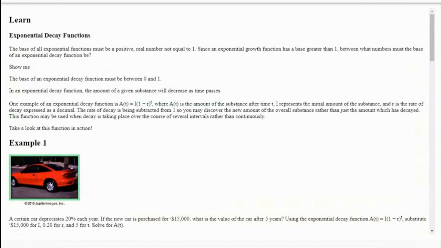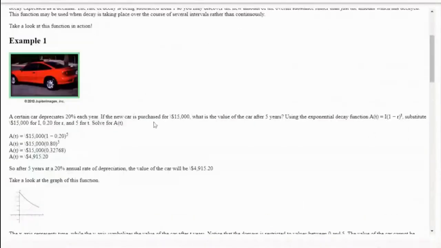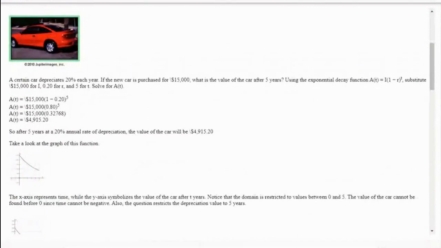So, all right. The lesson summary here. Oh, here's exponential decay functions. Talks about your car depreciating 20% a year. This is if a new car is purchased for $15,000. You can't buy a new car for $15,000. So their example is very outdated. And after 5 years, it's worth less than 5.